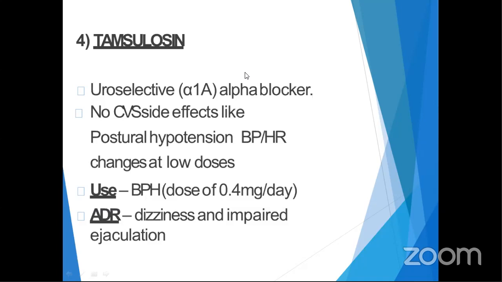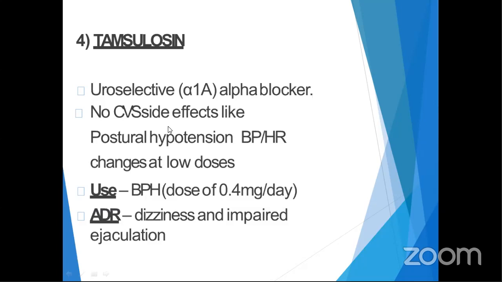Tamsulosin is a uroselective drug. As I told you earlier, it's an alpha 1A blocker, and this receptor is present at the level of the urinary bladder, the trigone, and the prostatic urethra. So it blocks this alpha 1A, causing relaxation of the prostatic urethra and thereby relieving the urinary retention. There is no serious side effect. That is an additional advantage you get with the use of this drug.